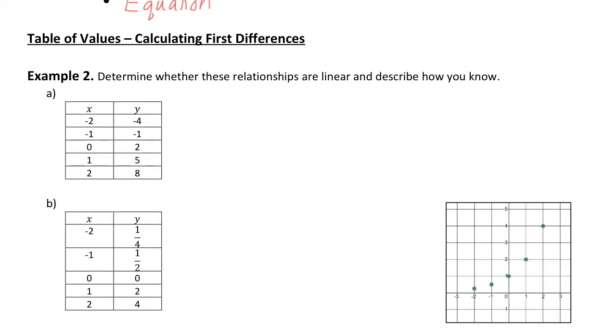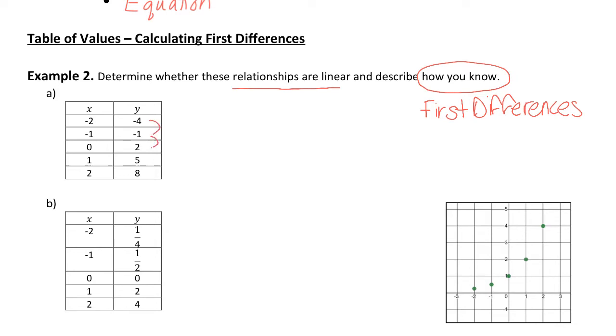So let's start by taking a look at some tables of values and investigating whether they are in a linear relationship. So for this example, we're going to determine whether these relationships are linear and describe how we know. Well, the how we know part, we actually use what we call first differences to calculate. So first differences. What are first differences? Well, first differences are the changes in the y values. So what's happening here in my y values?